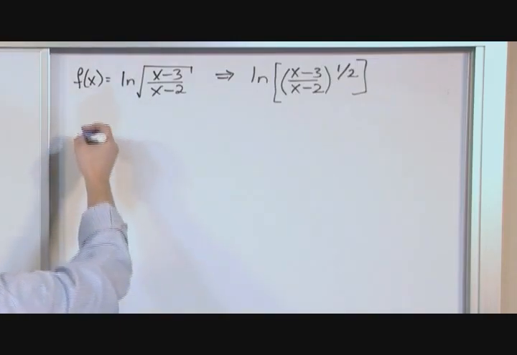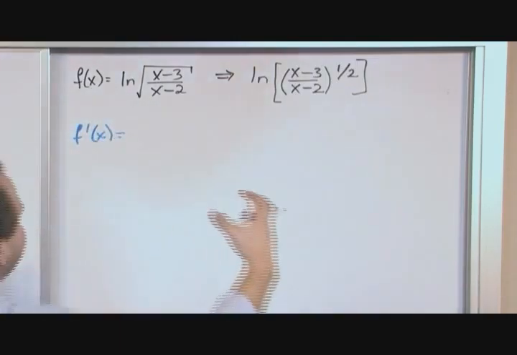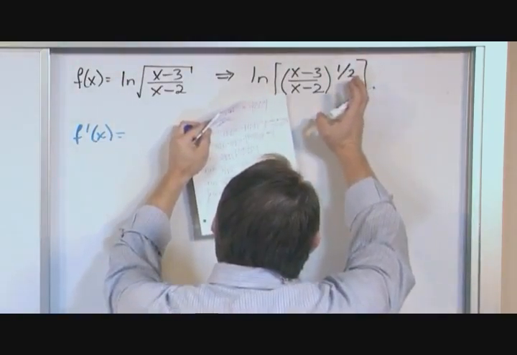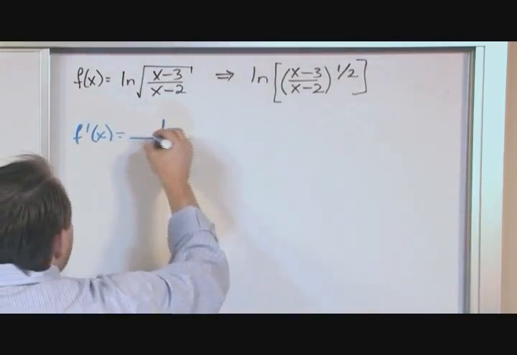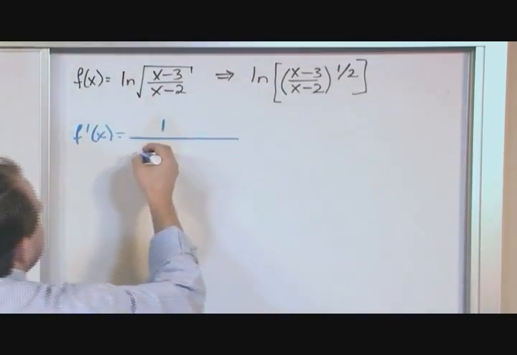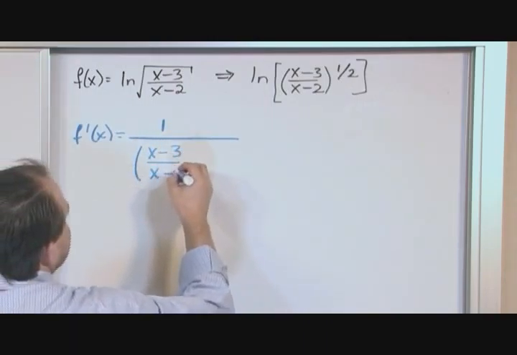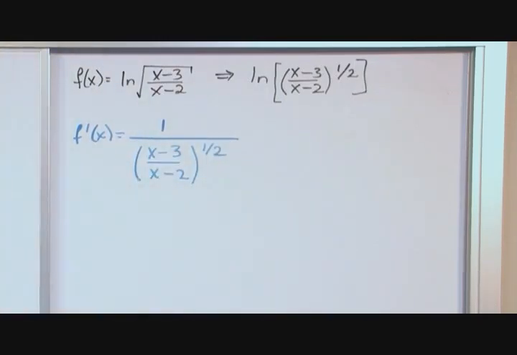So the derivative, first derivative, the largest thing we have to deal with is the fact that we have a logarithm here. Everything on the inside comes later. We're going to deal with that later. So first we just have 1 over everything on the inside. So we have x minus 3, x minus 2, and we have 1/2. So that's kind of ugly looking. We'll get to simplifying that later.